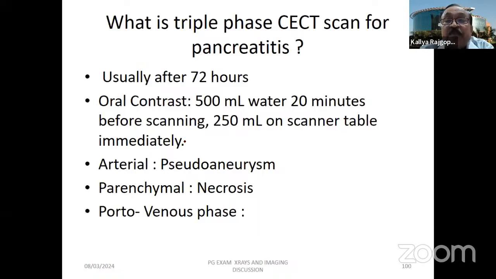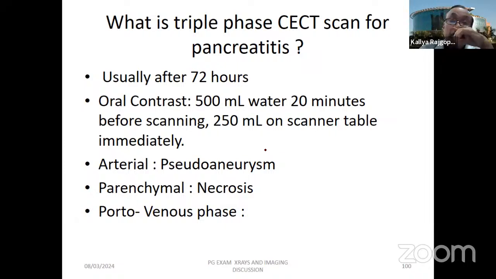In acute pancreatitis, one of the questions probably they may ask you is when do you do the CT scan? Normally, in the early part, it is not done. It is usually done after 72 hours. Obviously, if the patient is not improving, one of the important reasons to look in the early part, at 3 to 4 days of time, is the arterial phase, especially for the pseudoaneurysm formation. Necrosis, if you want to see, is called the parenchymal phase. It is done usually later, after 1 week, the 2nd week, etc., where you find necrosis. And of course, we also do the portovenous phase.